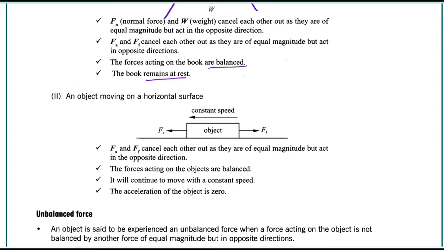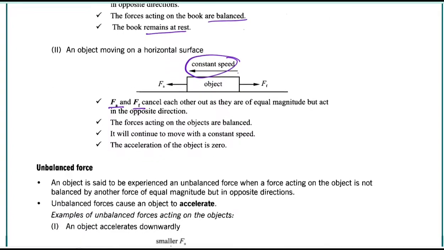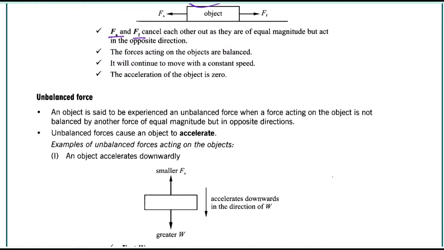We also have the second example, where an object is moving on a horizontal surface. So we have these two forces, FA and FF. They would cancel each other, as they are of equal magnitude but in the opposite direction. But we would see that this object would then remain at constant speed. It is moving, but then there is a force acting against it, so it just remains at a constant speed.